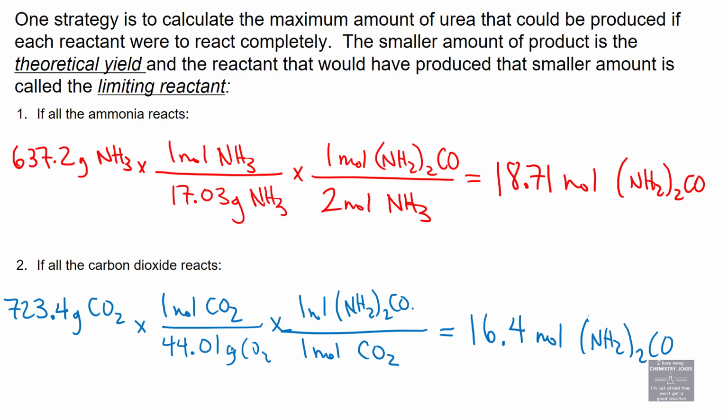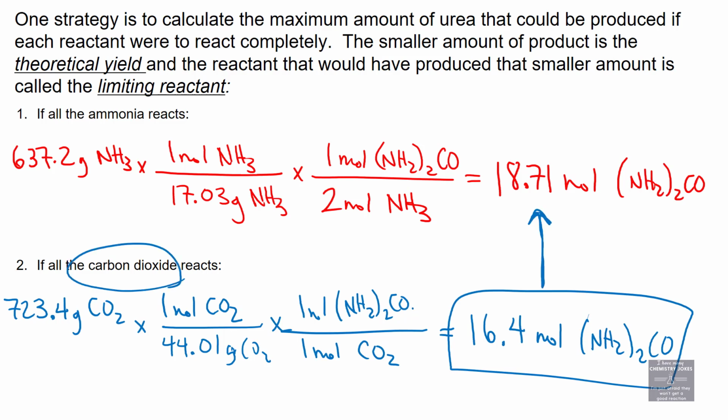Yep. This number is smaller than that number. Therefore, this reagent is the limiting reactant. Limiting reagent. So the way this reads up top, one strategy is to calculate the maximum amount of urea that can be produced if each reactant were to react completely. The smaller amount is the theoretical yield. Well, I've stopped short of that. I only went to mole conversions, and I said my smaller number of moles is created from my limiting reactant. This blue box number is a theoretical yield number, but it's a theoretical yield of moles.